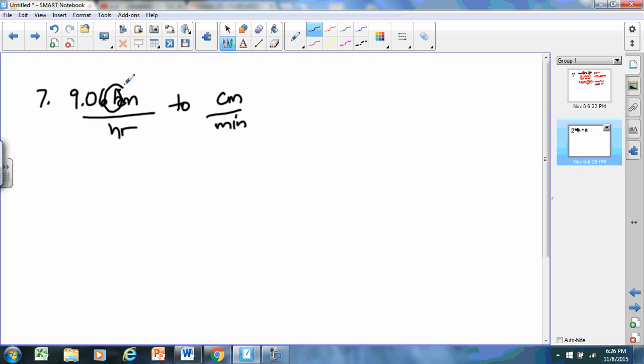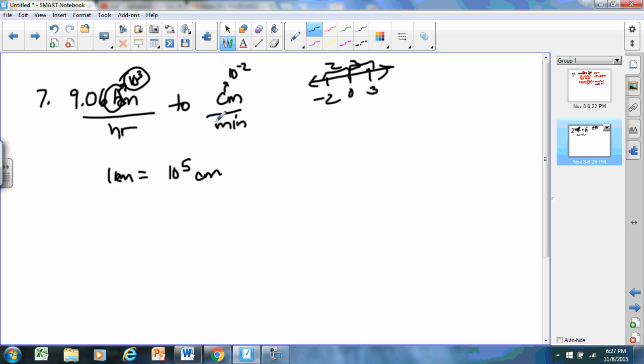So kilo means 10 to the positive 3, and centi means 10 to the negative 2. How far is it on a number line from negative 2 to positive 3? Well, it's actually 2 here and 3 here for a grand total of 5. So one of these is 5 powers of 10 bigger than the other. The 1 goes with the bigger number, so 1 kilometer is 10 to the 5th centimeters, and that takes care of the numerator. And then if you go back to the definitions I gave you earlier, 1 hour is the same thing as 60 minutes.